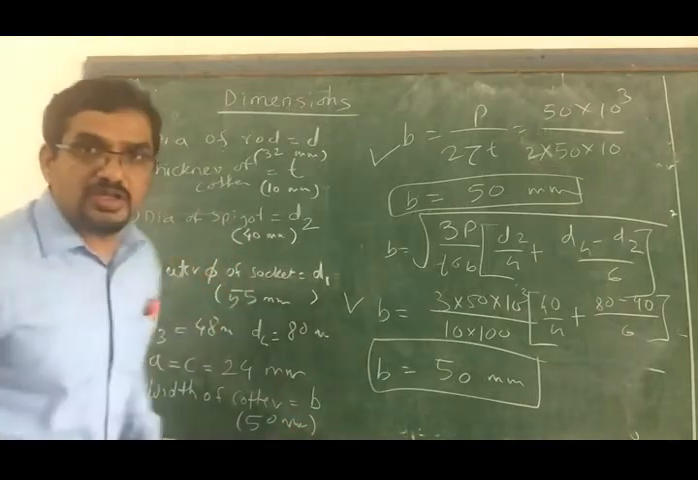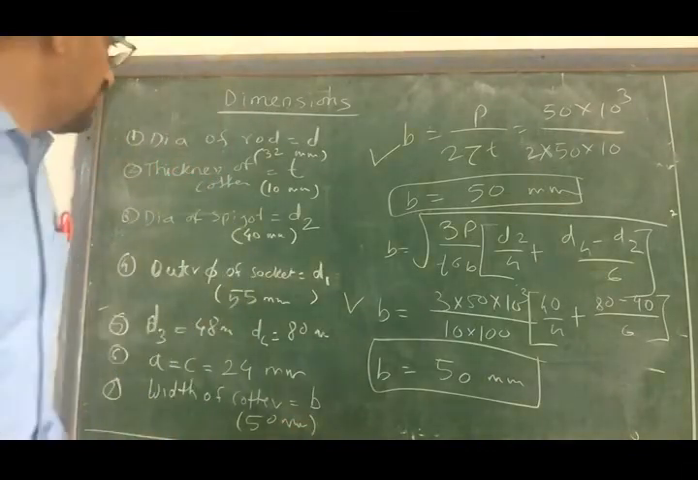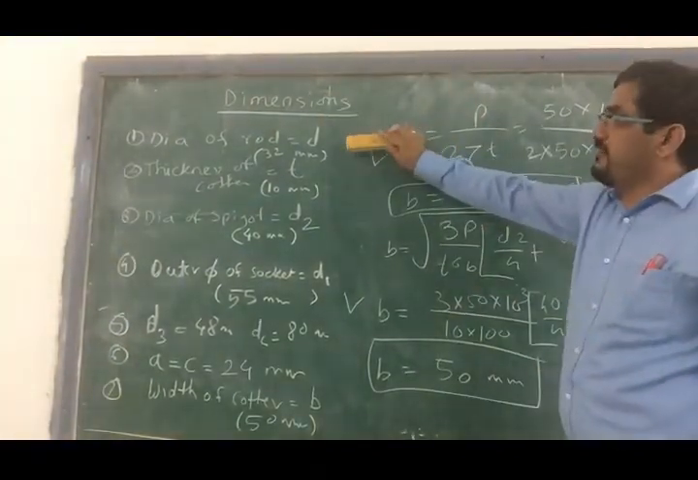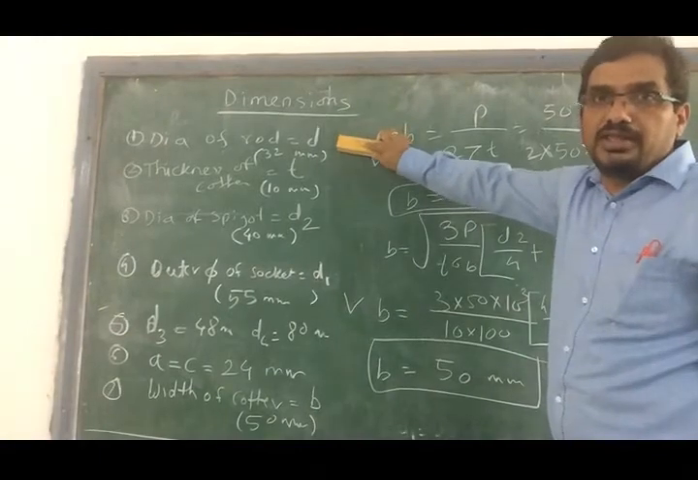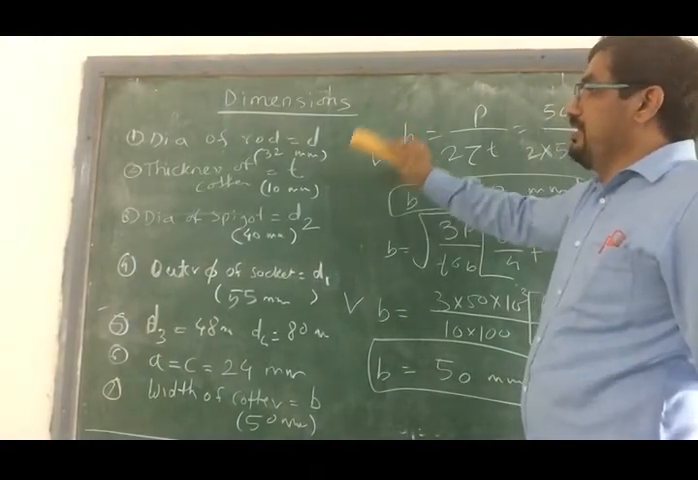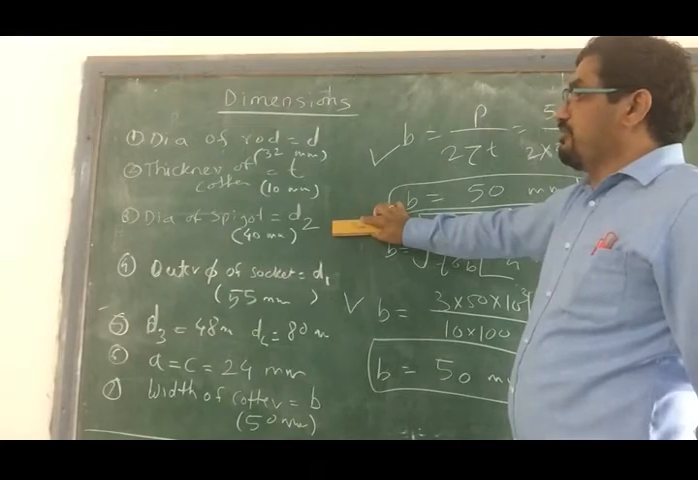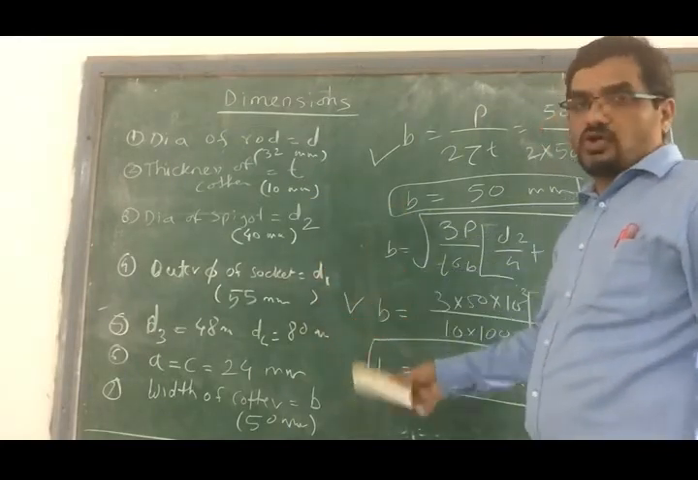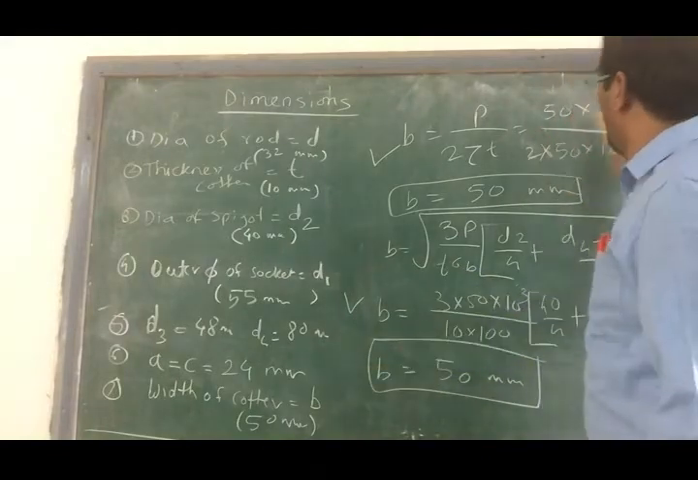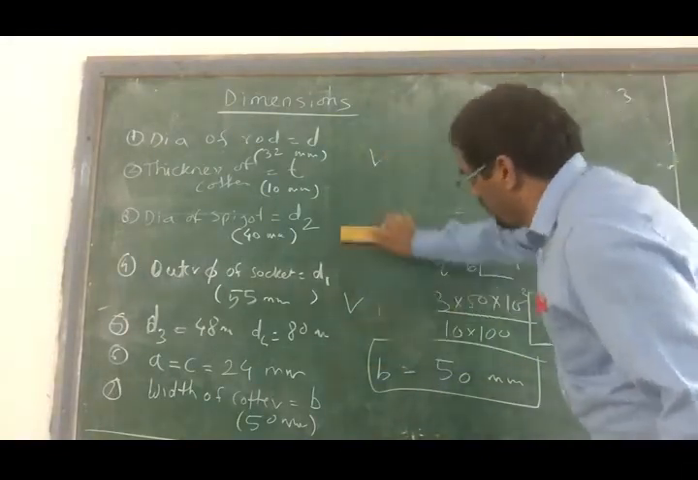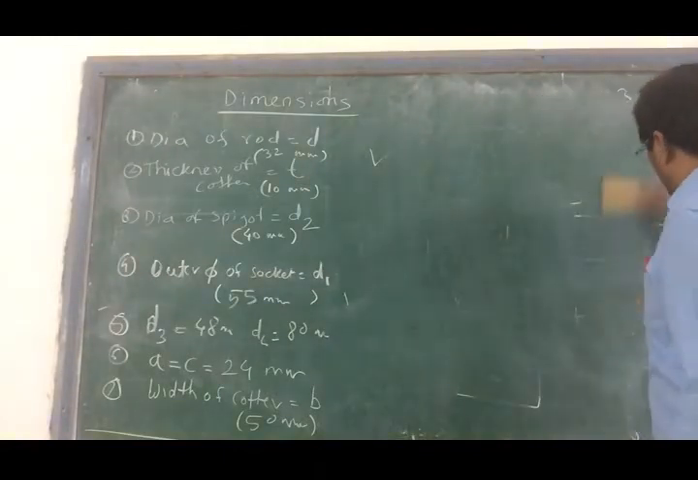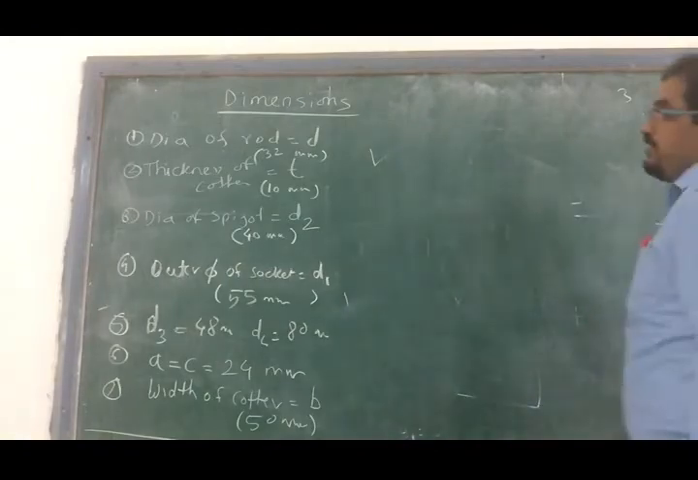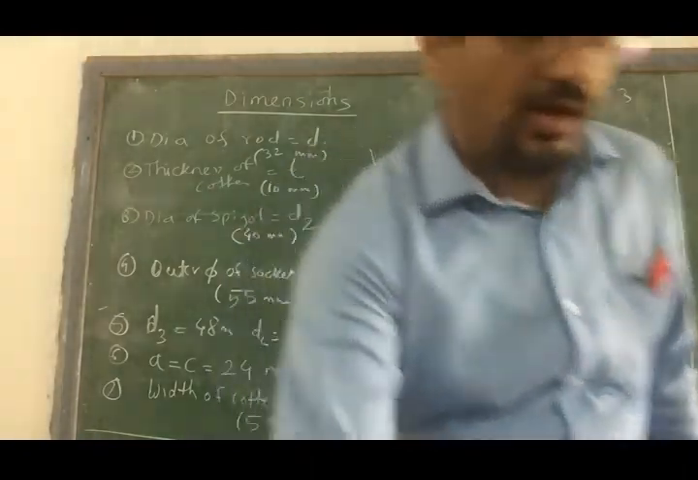Let me see whether this thing is visible. Okay, yeah, it is visible in the video. Okay. So we have step by step first found out the diameter of the rod D. Then we have found the thickness T. Then D2, diameter of the spigot, which is inner diameter of the socket, D3, D4 collar's diameter, and then A, C and D. So we have found out all the dimensions which are required for the cotter joint. Okay. We have found out A, and then all the diameters required.